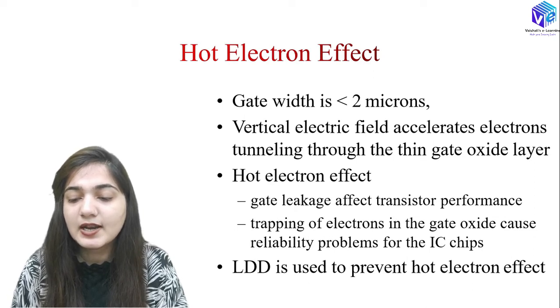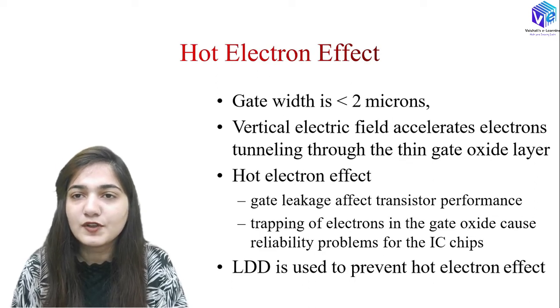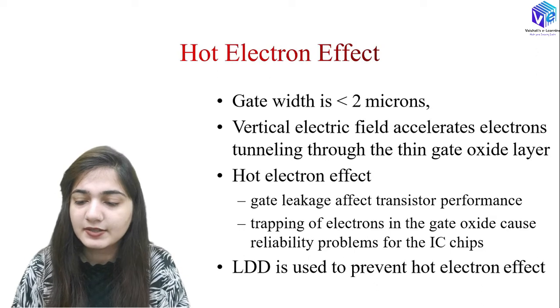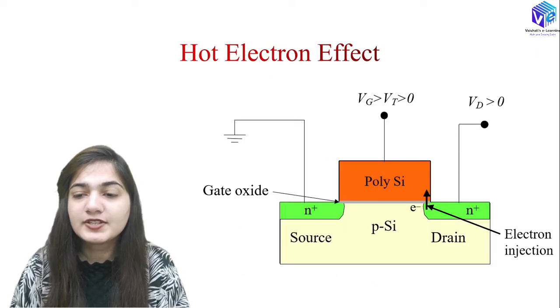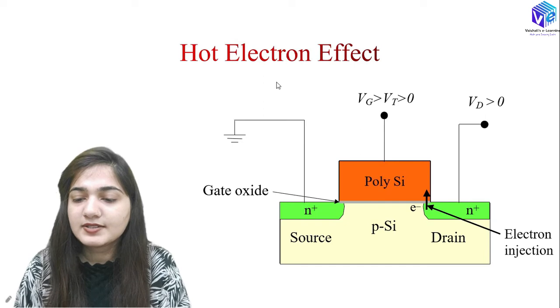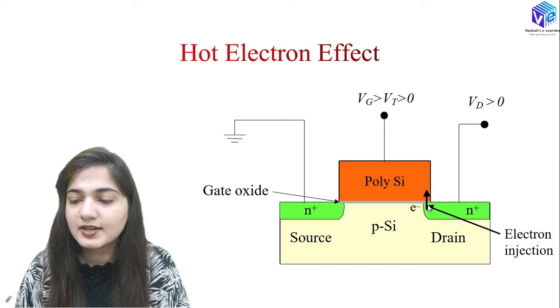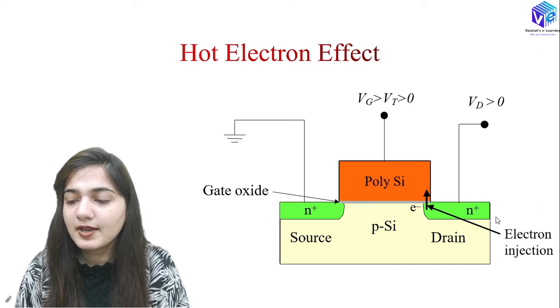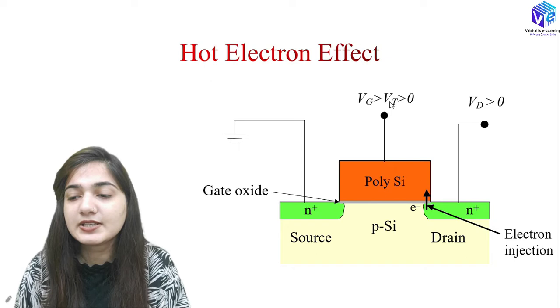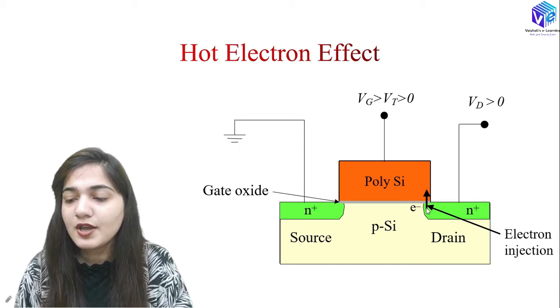Here I can say LDD is used to prevent the hot electron effect, and from here the concept of lightly doped drain came. So what is the hot electron effect? Here you can see this is my gate oxide layer, this is my source and this is my drain. Electrons are going to inject into the polysilicon right here, whenever I supply VG greater than the threshold voltage and also VD greater than 0, and the electrons are going to penetrate into the polysilicon layer.